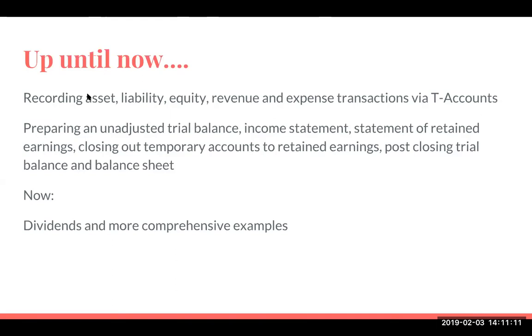How do you record expenses? How do you record revenues? How do you go through and prepare financial statements? So the last concept we have here are dividends. What exactly is a dividend?